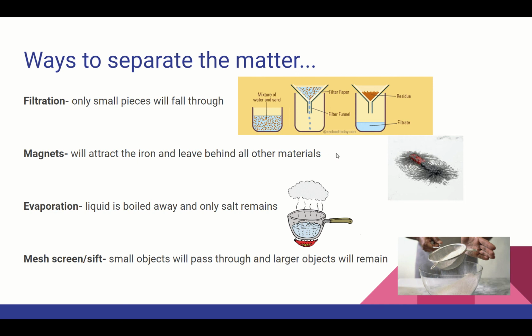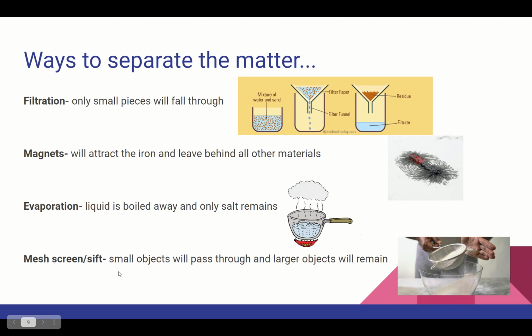All right. Magnets are another one. So if we have a mixture like we did in the example that has iron or nickel or cobalt, then we can use a magnet to separate those out. And then evaporation, if we've got a solution where salt or sugar is dissolved, we can actually evaporate the water and the salt or the sugar will be left over.